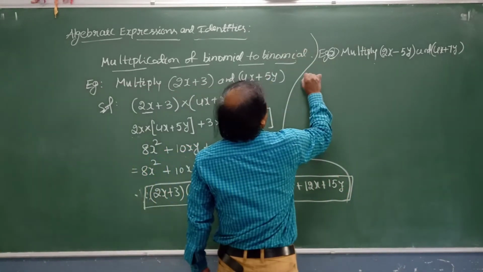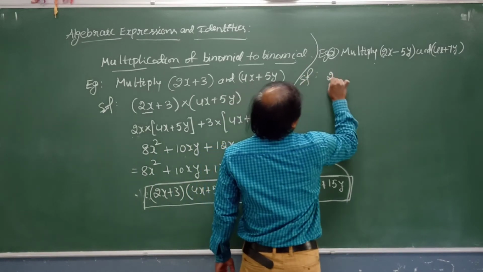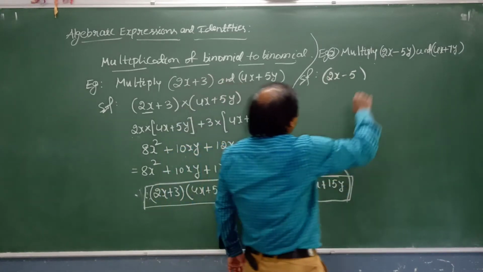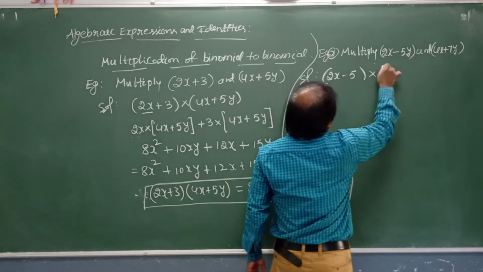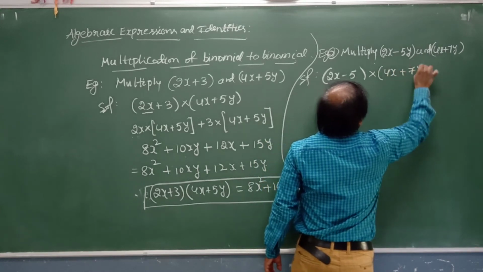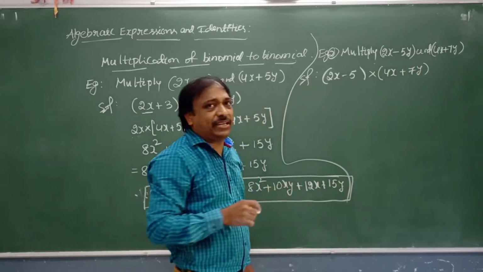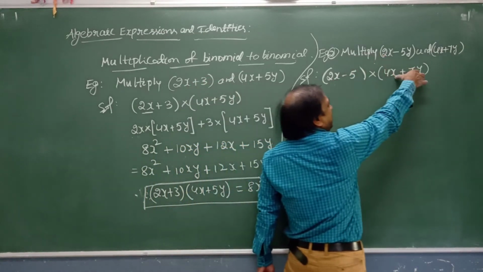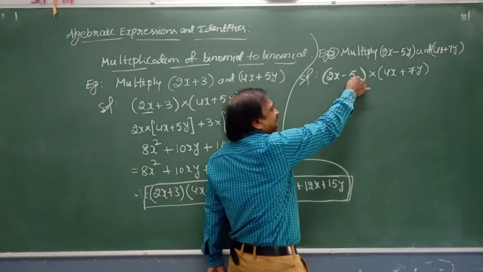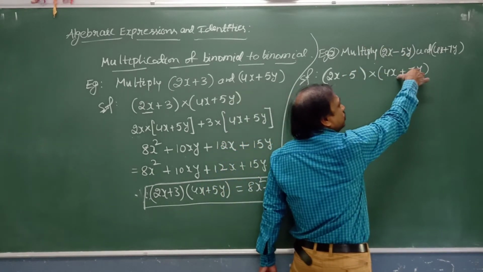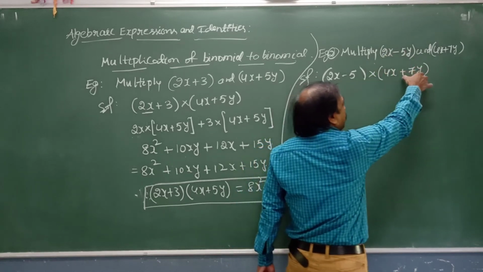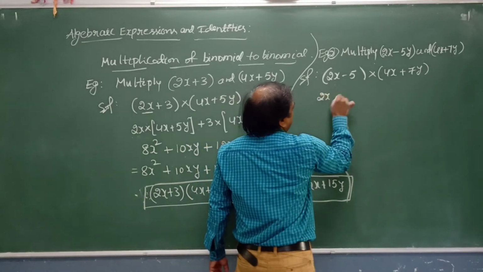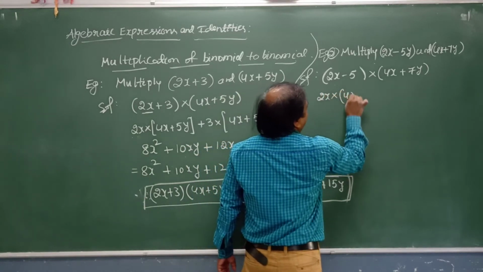So that is the solution. First, what is given? 2x minus 5y. How many terms are there? Two terms. And what is the next? Into (4x plus 7y). Now, first term, you have to multiply with both the terms. Then with the minus 5y, again you have to multiply these two. Now with 2x into (4x plus 7y).